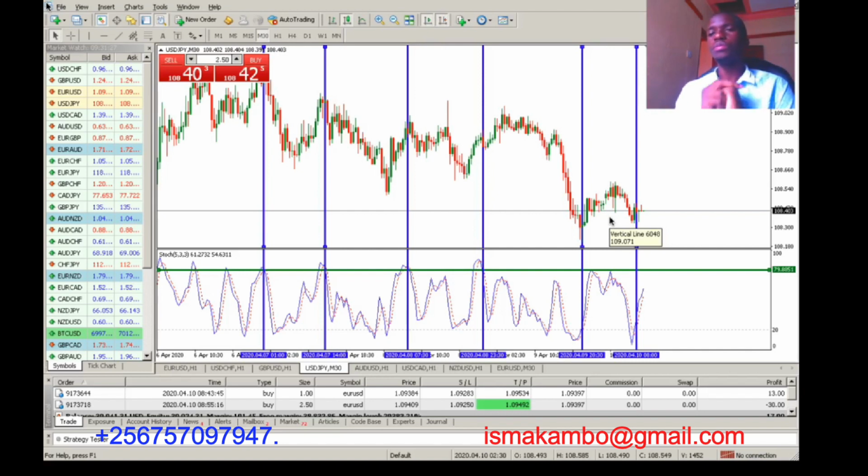So I hope you understand how to trade with the stochastics, and those are the only ways through which you can trade with the stochastics. You can also trade with them using divergence, but I don't encourage people to use divergence because, to me, I don't prefer it.